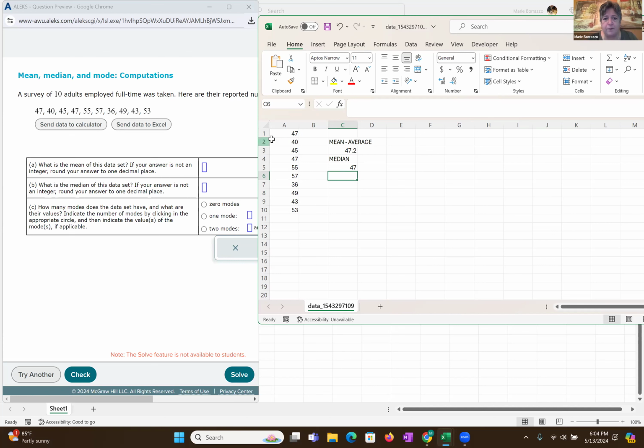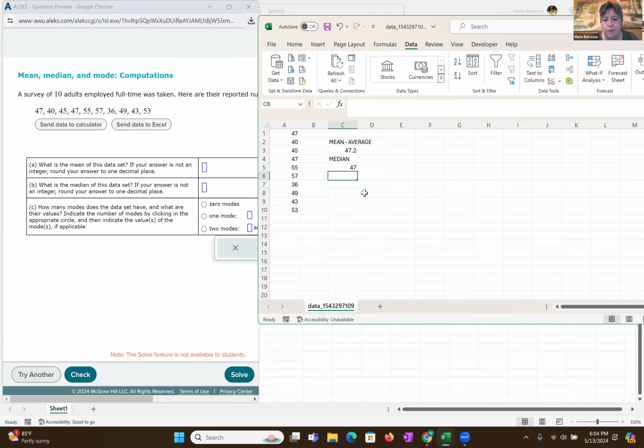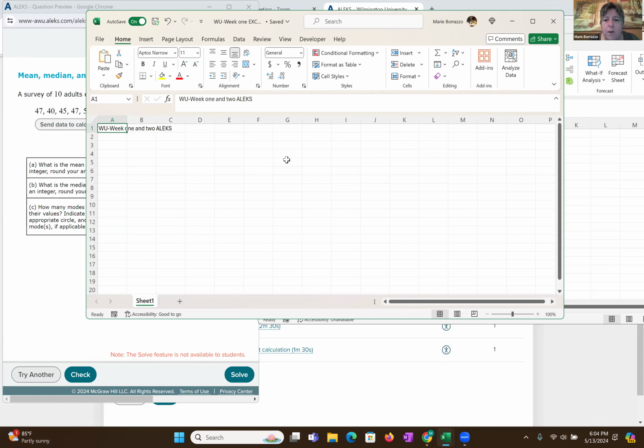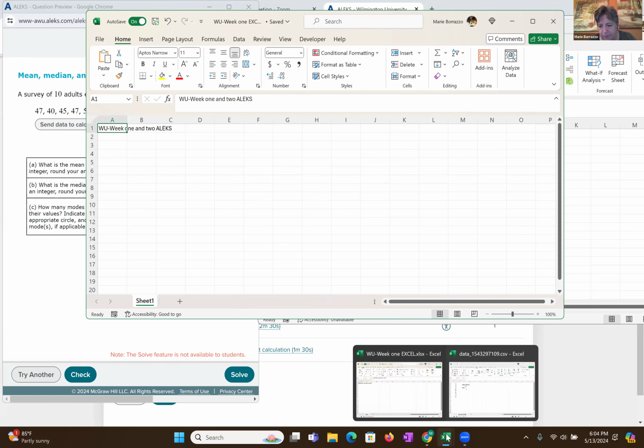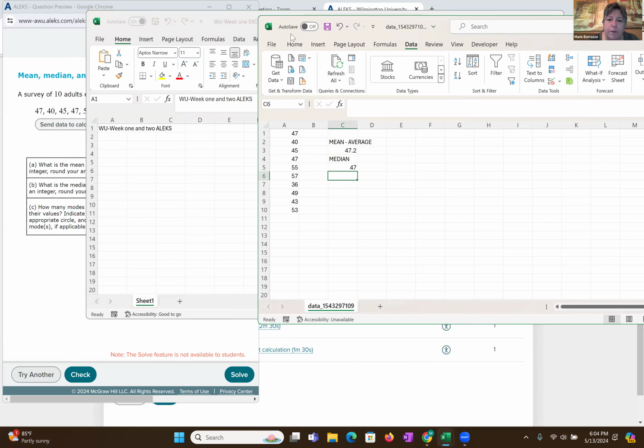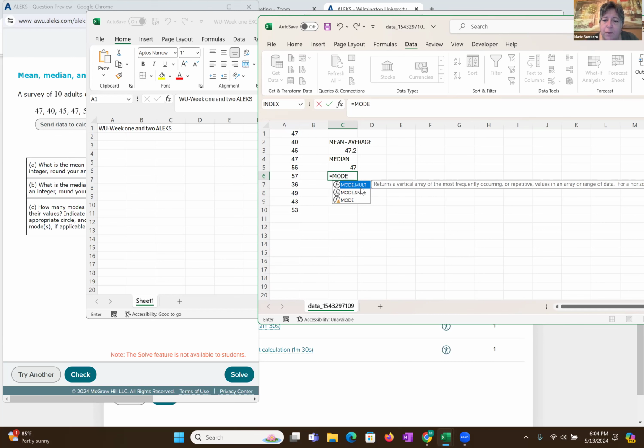And then the mode. Now this gets tricky. Let me take this data set and move it over here a little bit. Well, for some reason, it's not moving. Okay, fine. So you're going to go equals mode, and you see how it says MULT.MODE, multiple mode? It also says single mode, which is just mode. So I'm going to go multiple mode, highlight the numbers, and hit enter.